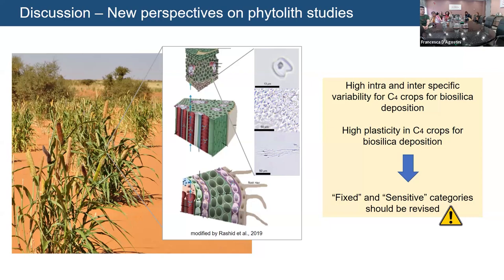Also, because of all these results I have just explained, I suggest that a revision of what we consider sensitive and fixed morphotypes would be really great, also because even if one would think about genetically programmed silica deposition, there's a high likelihood that it's stimulated by water stress conditions, and that the genetic ability of plants to respond to drought is somehow linked with their ability to deposit genetically controlled silica.